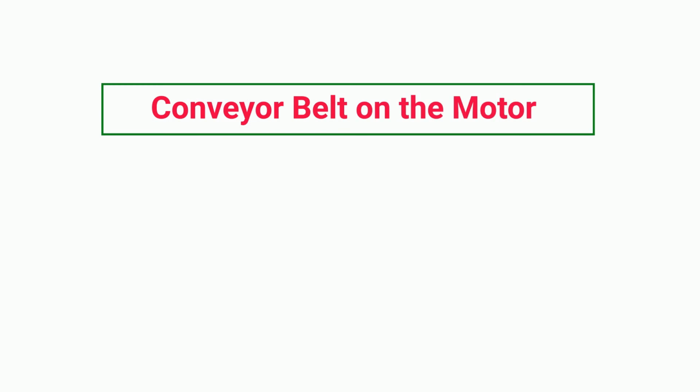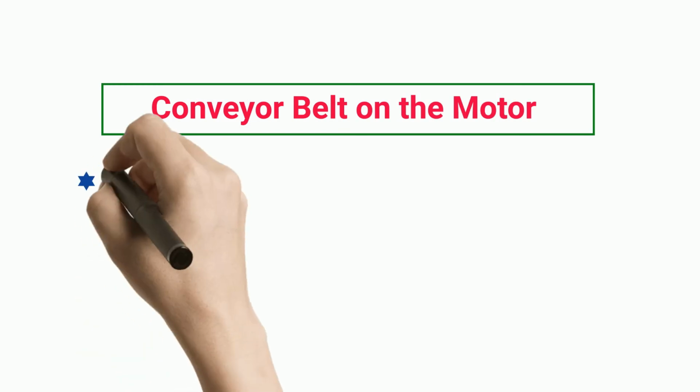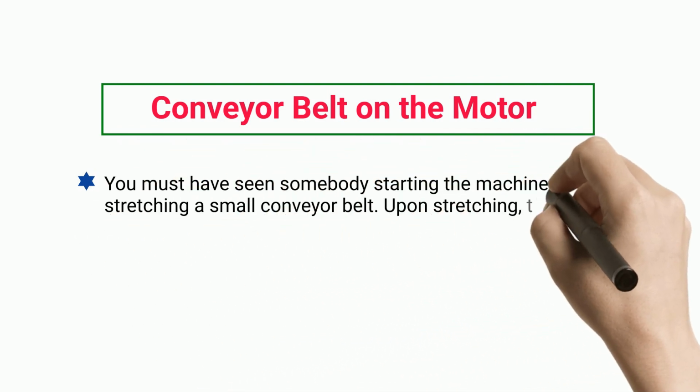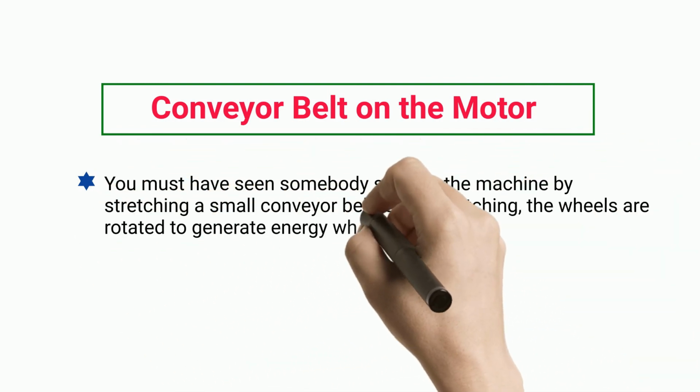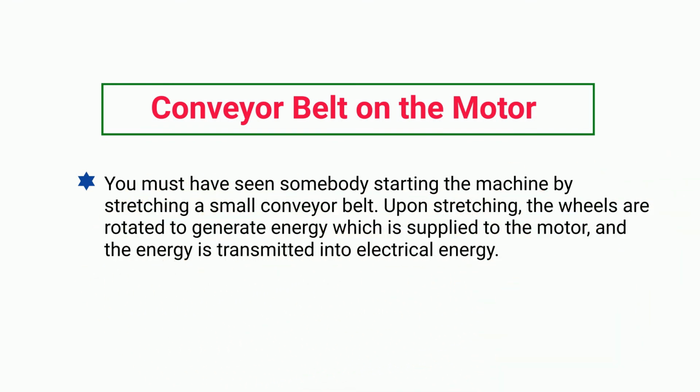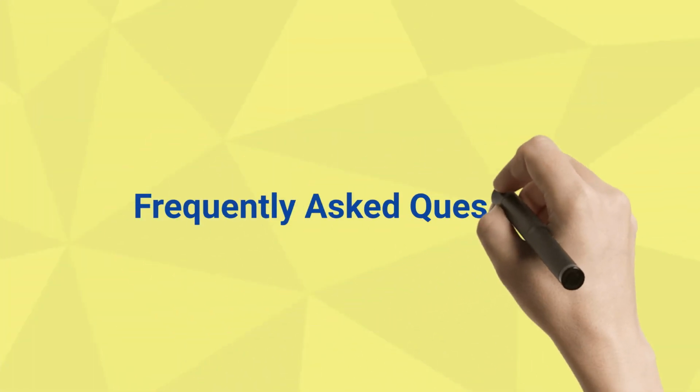Conveyor belt on the motor. You must have seen somebody starting a machine by stretching a small conveyor belt. Upon stretching, the wheels are rotated to generate energy which is supplied to the motor, and the energy is transformed into electrical energy.